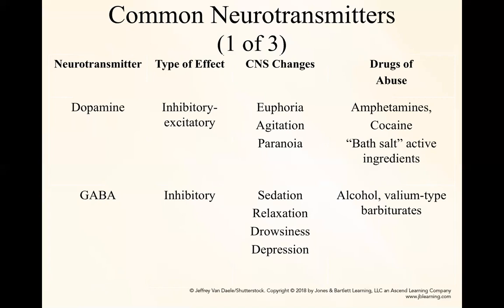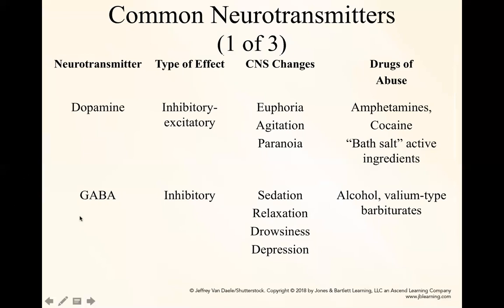Dopamine, what is the effect? It has an inhibitory and an excitatory effect. So it either gets you anticipating a reward or it gets you excited. This is the chemical messenger. And these are the central nervous system changes. You can actually feel euphoria, like excitement and happiness. Agitation, you might feel nervous. And even when you get so much dopamine in your system, you can feel paranoid. The drugs of abuse are the ones that can come in and either inhibit or excite it, making dopamine release more into your system or blocking the uptake of dopamine so you have a lot of dopamine in your system: amphetamines, meth, cocaine, bath salts.